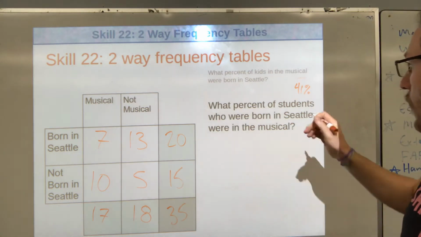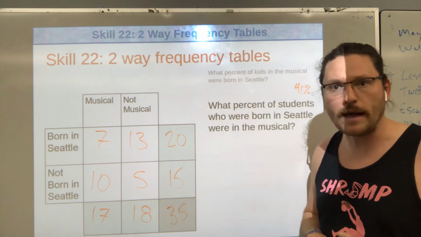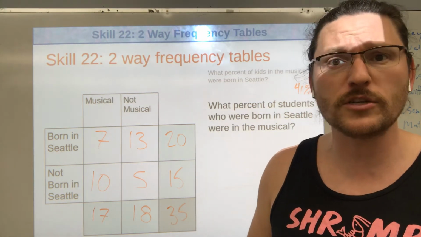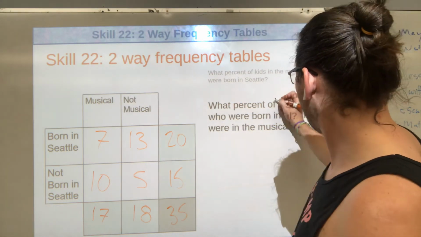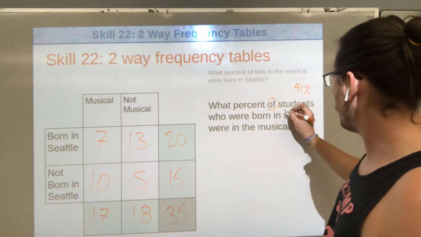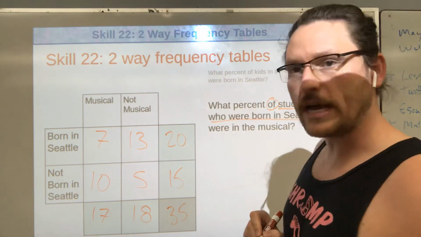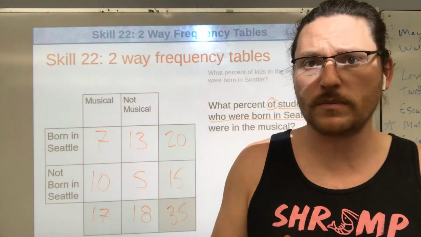Okay, for this next one, what percent of students who were born in Seattle were in the musical? I'm using a lot of the same words in this question, but because the order has changed, the question has a different meaning. So I'm going to zone back in on my magic word. What percent? Oop, there it is. Of. Okay, and then this says students who were born in Seattle. So this time I'm going to have a different total. The number on the bottom is not going to be 17.